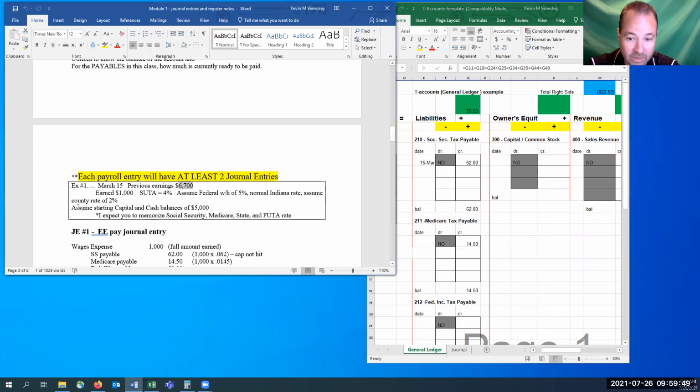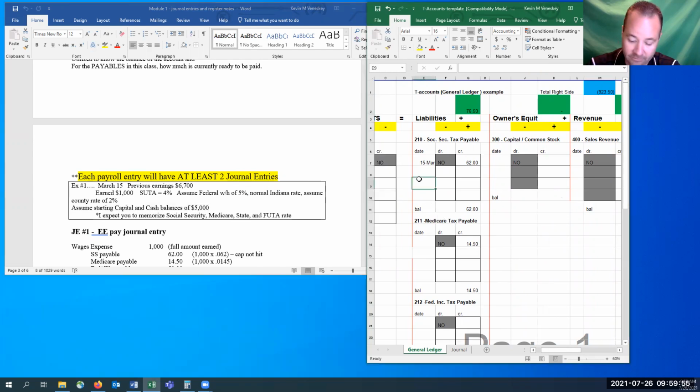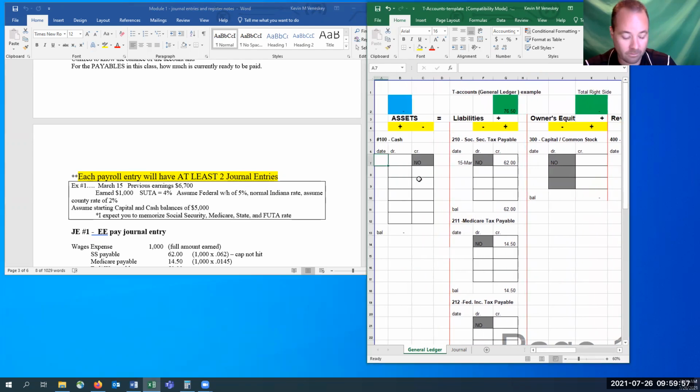Also, I forgot we have this. We have assumed starting balances of 5,000 in each. Oh, so I forgot to do that. Let's go ahead and put those in right now. We're going to put in here opening. These are our opening balances. And we had 5,000, it says, in cash to start up the business. And that came from the owner, which is known as common stock or capital. And that would be our opening balance.